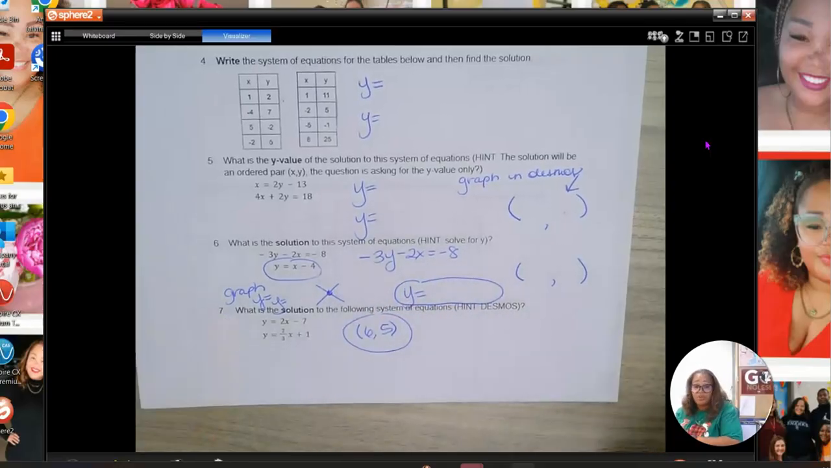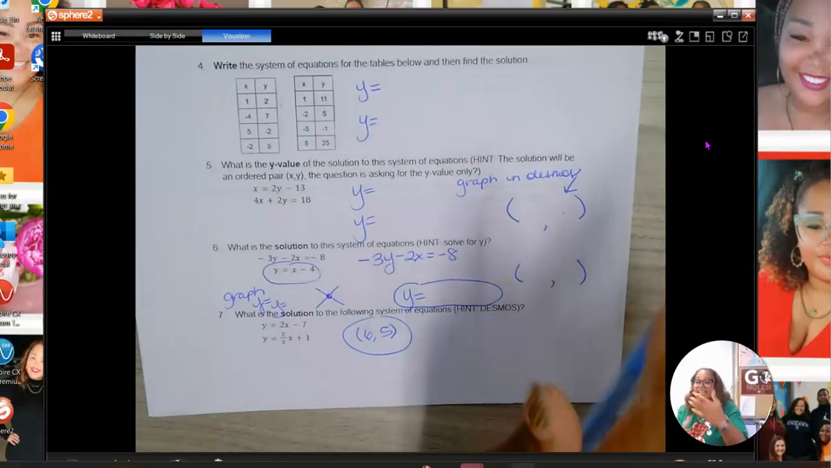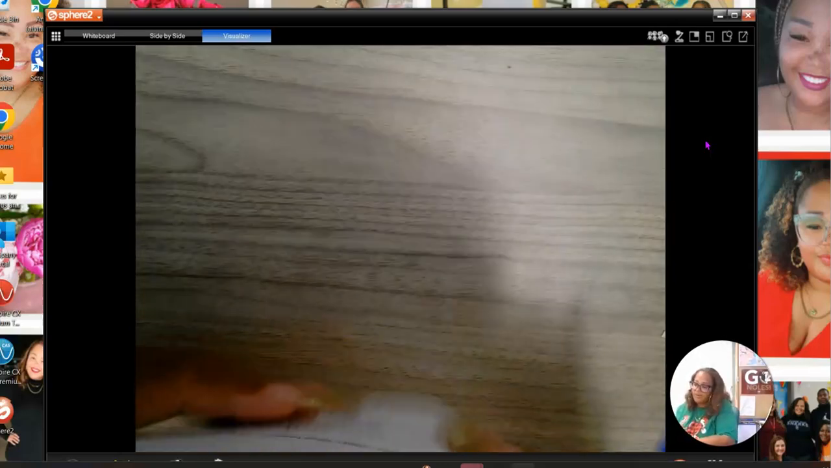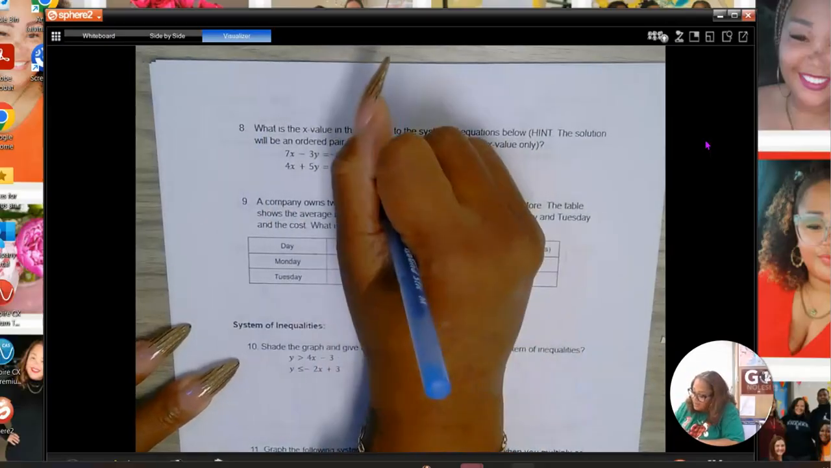Boom. That's all you're doing. But you have to get to the y equals on 5 and 6. You have to get to the y equals on the rest of them as well. They're not always going to be that straightforward and that easy. Okay, number 8, you must solve for y here.